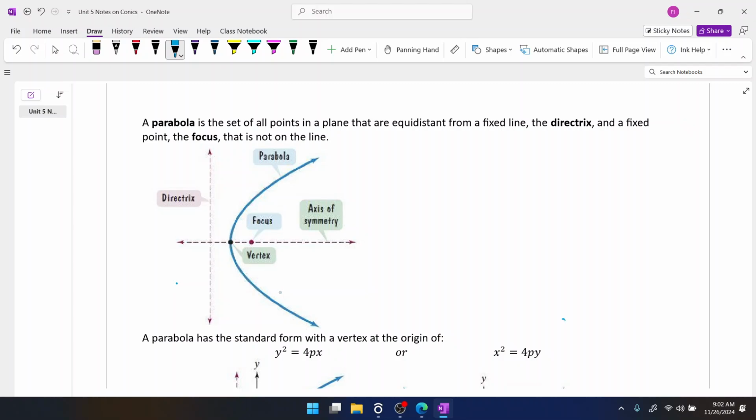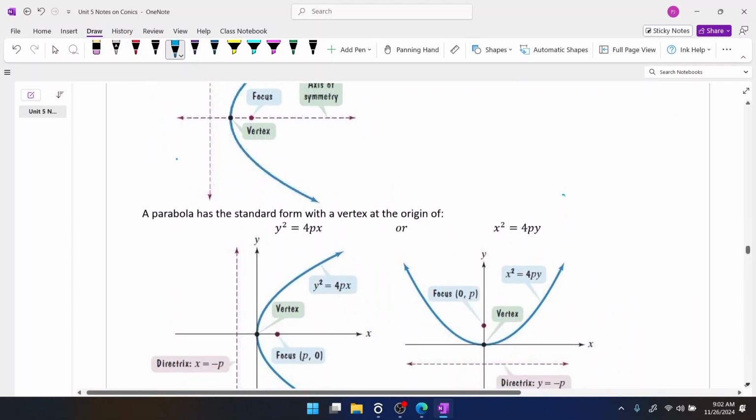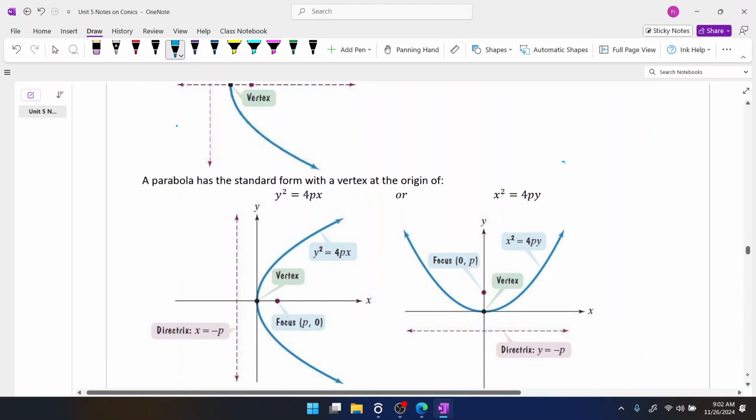So a parabola is going to have a standard form with the vertex at the origin. We haven't shifted yet, where y squared will equal 4px. That's a parabola pretty much on its side, like you see here, or x squared equals 4py. Now, from that, we're going to be able to figure out the values of the focus and the directrix.